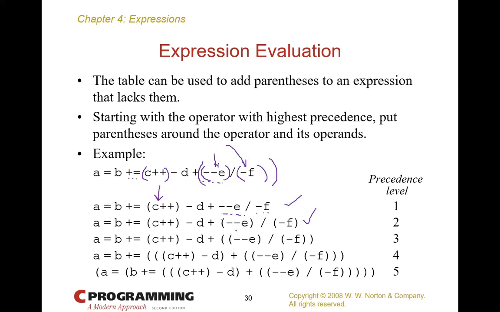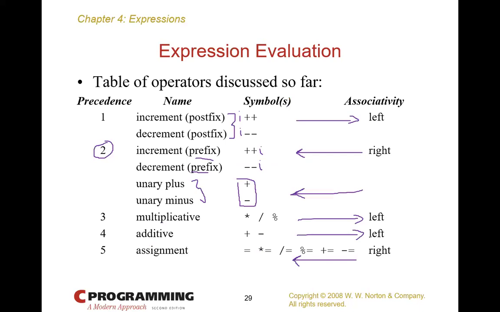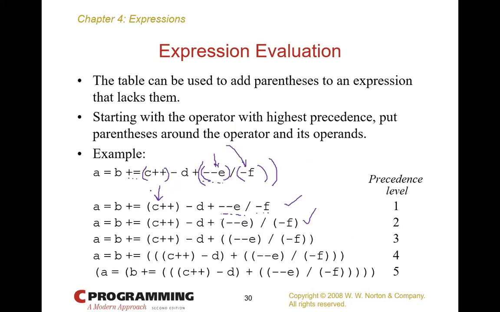Okay, so what next do we have? We have the subtraction and the addition. Now we have two things of equal precedence. So we break the tie by using associativity. Let's go to the previous slide to check associativity of the additive operators. Additive operators go from left to right. So we come back here and we solve from left to right. We look at D and then we solve from left.